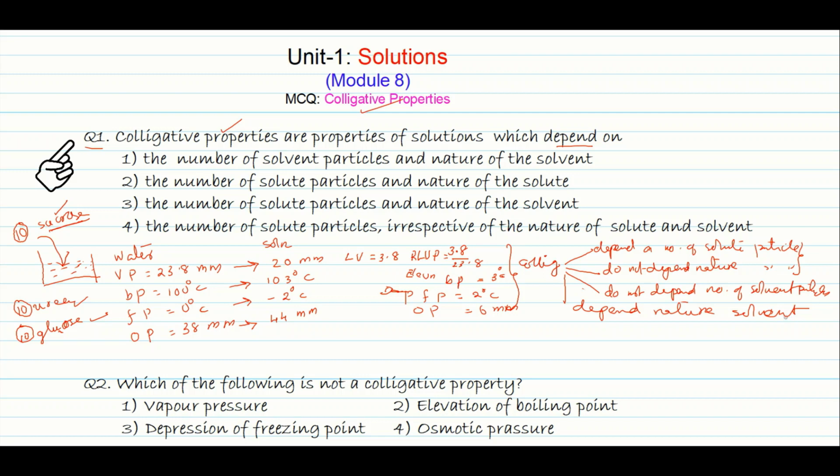With this idea, we shall check the options one by one. Option 1, here it is, the number of solvent particles, incorrect. Number of solute particles, correct. Nature of solute, it is not correct. Then third option, number of solute particles, correct. Nature of the solvent, correct. So the answer is third one, option 3. Okay, this is the answer. Third one is the answer.